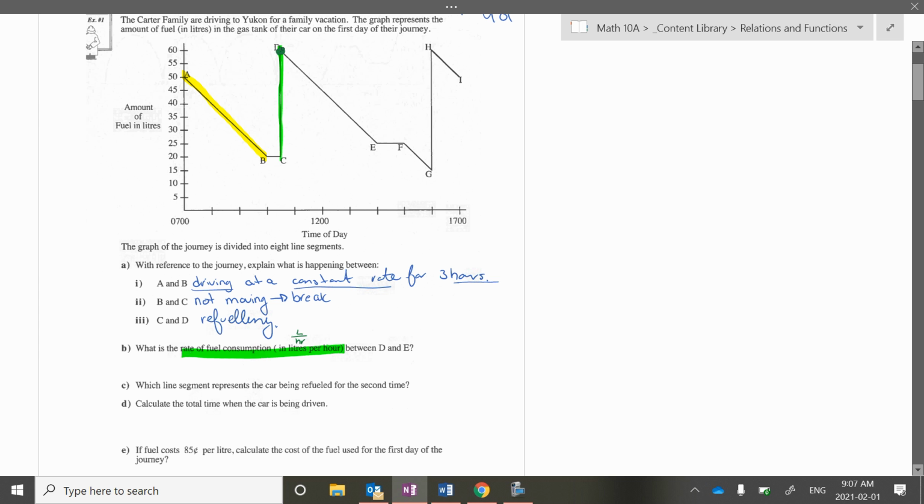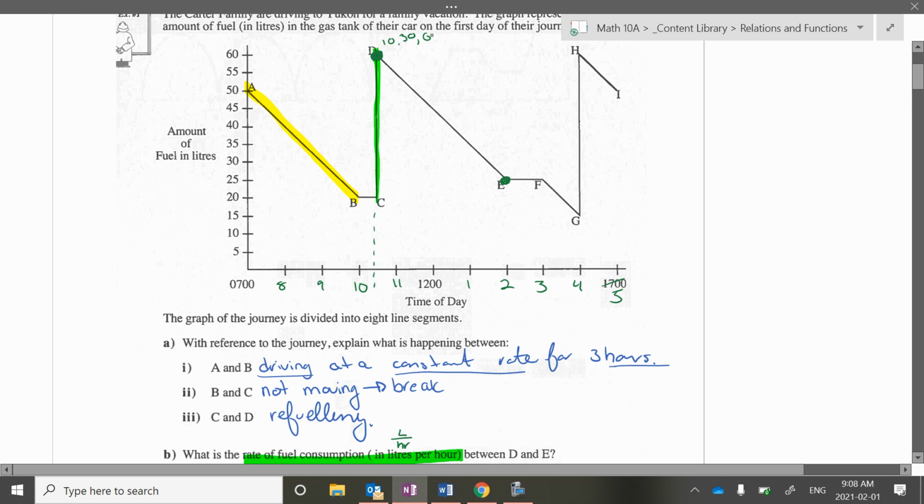Take a second, count it out. So time of day would be your X. So point D, is it actually at 10 or is it a little bit past 10? 10:30? Okay. Sorry, it's hard to see on the screen. So it's at 10:30 and 60 liters.